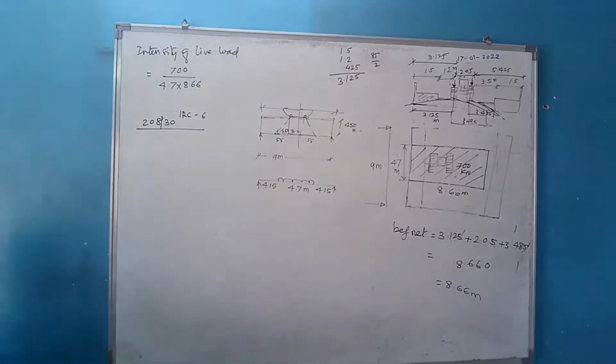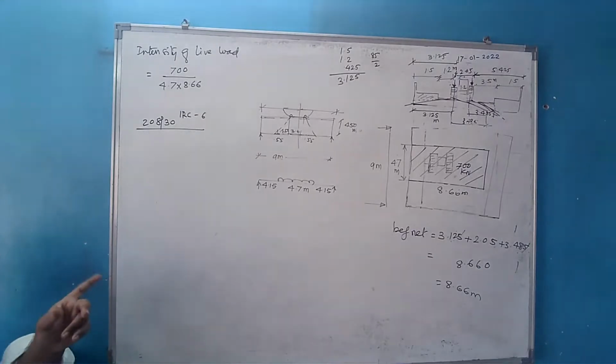208.1. Provision for the impact or the dynamic action shall be made by increment of the live load by an impact allowance expressed as a fraction or a percentage of the applied live load. What is the applied live load? We have to increase that live load by a certain percentage so as to account for the impact effect, or the dynamic effect, of loading.